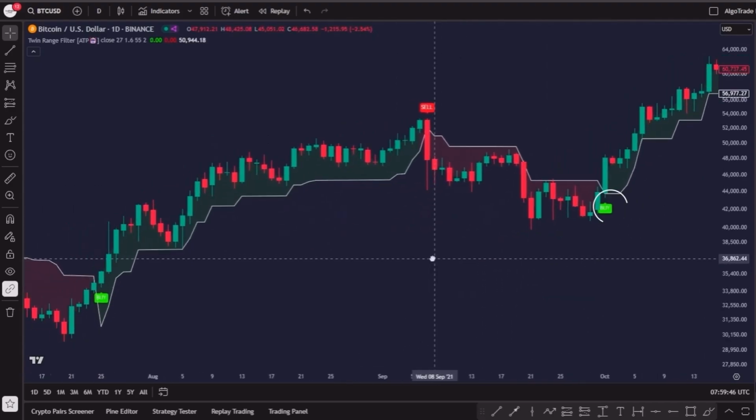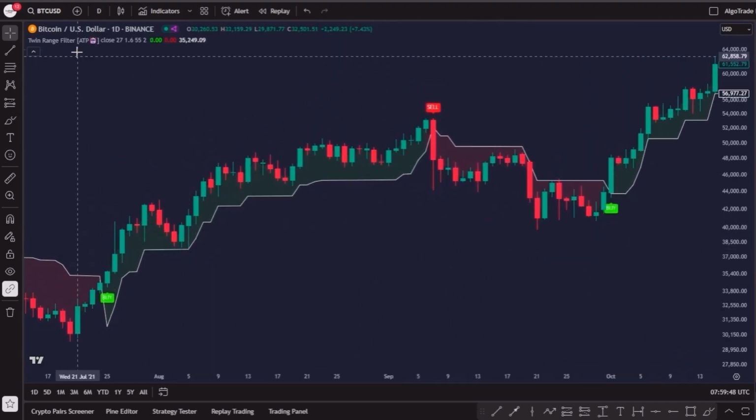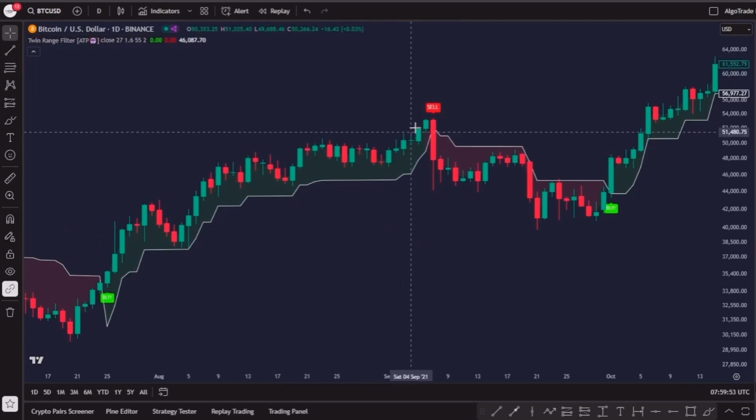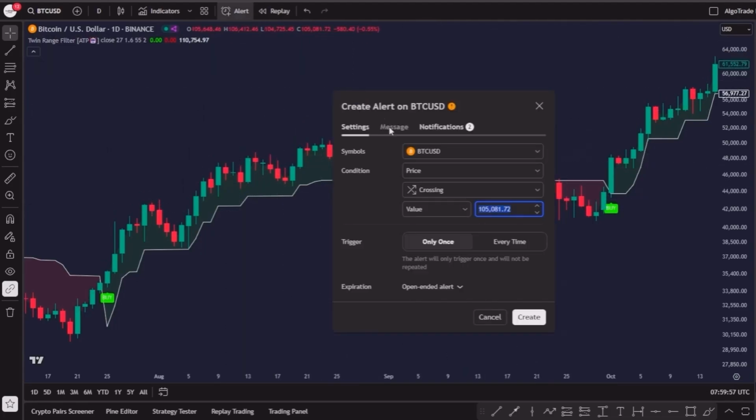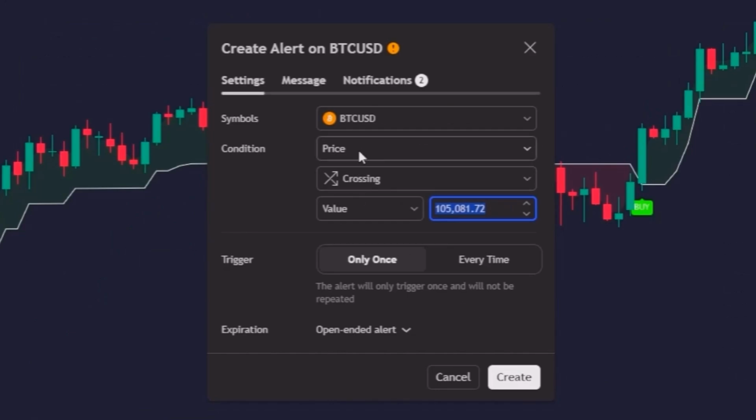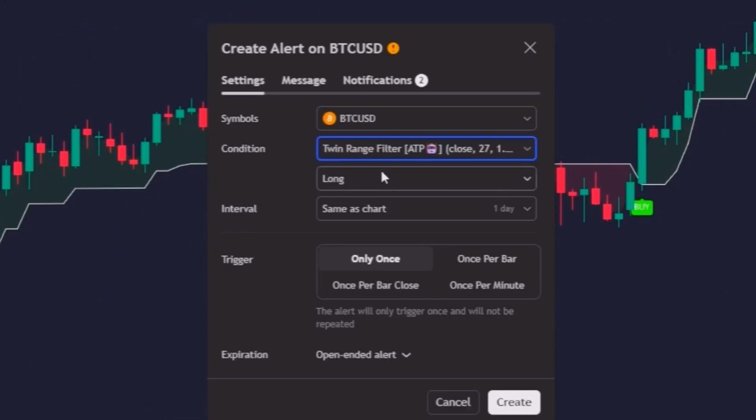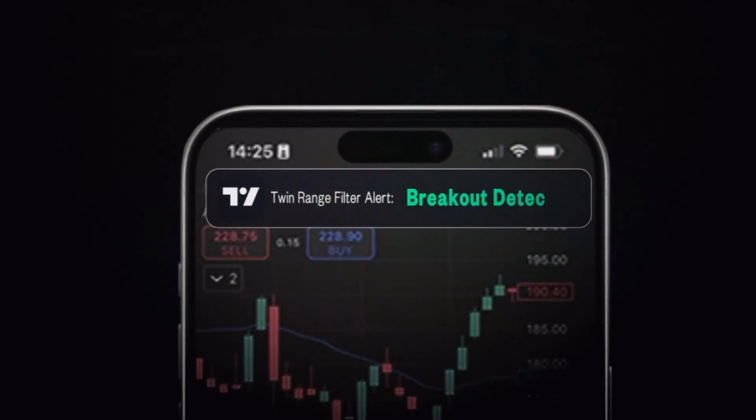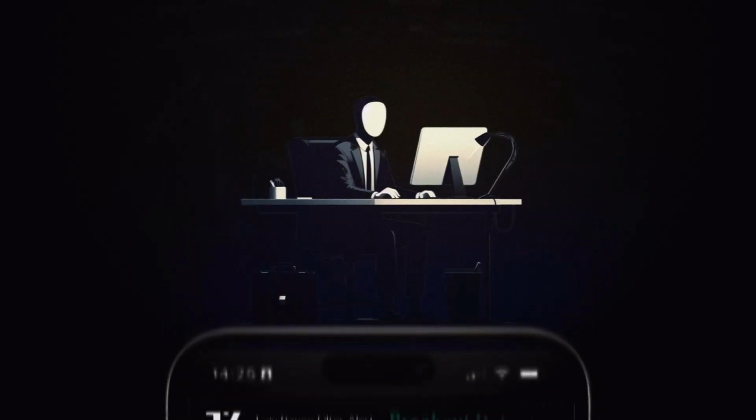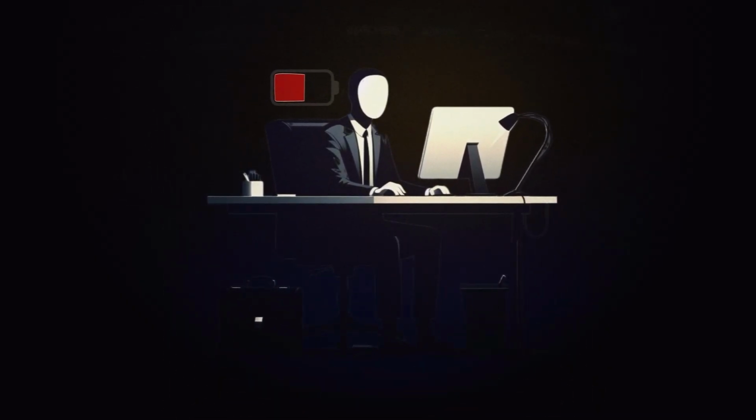Besides showing clear buy and sell labels on the chart, one of the great things about this custom version is that you can also create alerts in just a few clicks. If you go to the Create Alert option in TradingView and select the Twin Range Filter ATP indicator, you will find both long and short conditions ready to use. This allows you to receive immediate notifications whenever a breakout happens, so you don't have to constantly monitor your screen.